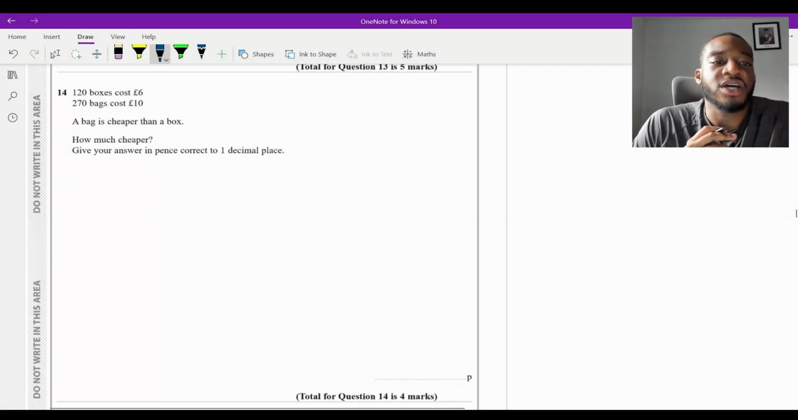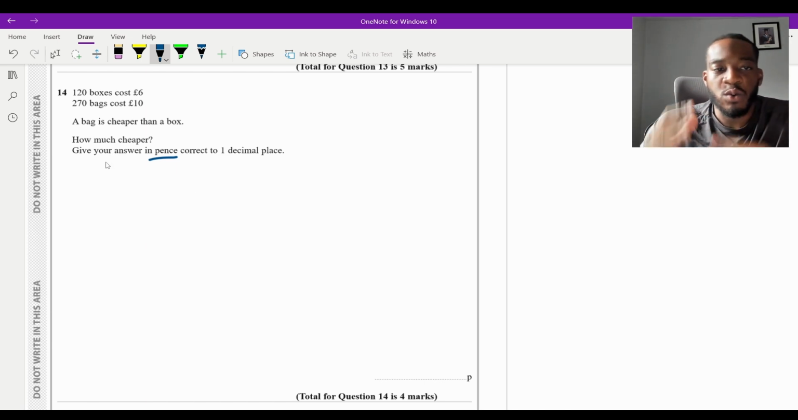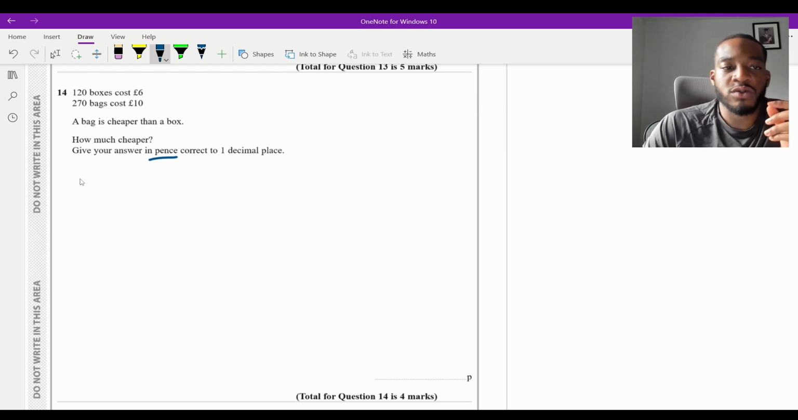Okay, so question 14 says 120 boxes cost £6, 270 bags cost £10. A bag is cheaper than a box. How much cheaper? Give answer in pence, correct to 1 DP. So I'm just going to underline that in pence. So we've got boxes, we've got bags. Apparently, bags are cheaper. What we want to do to work this out is essentially work out the cost of one box and one bag and then compare essentially.